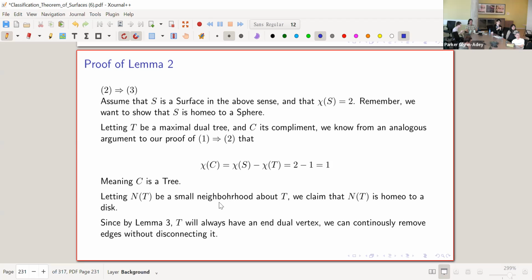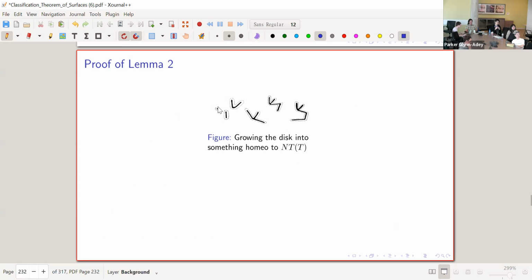So we can continuously remove n dual vertices from T, and it will still be a connected tree until we get down to a point. So we'll have a little point right here and a little neighborhood around it. Then we can add back the n vertices and grow it out, making sure that the neighborhood is always around it as we grow it out.